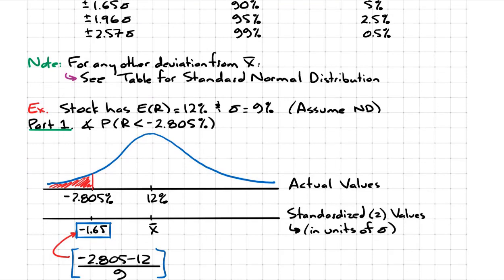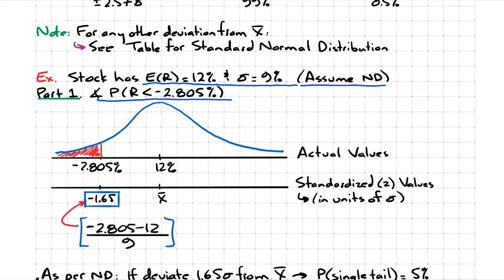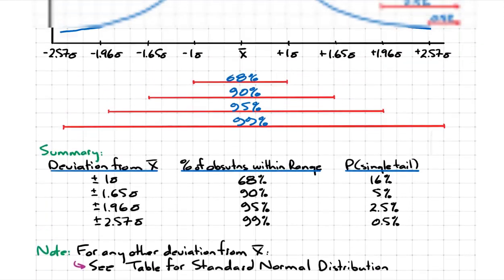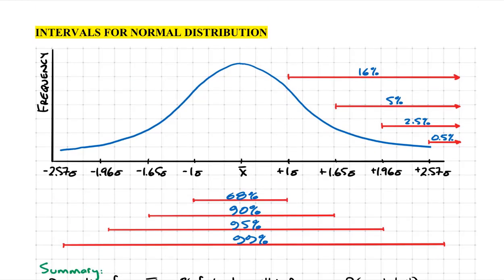Suppose that the stock has an expected return of 12% and a standard deviation of 9%. And let's assume that the stock returns are normally distributed. In part 1, we're asked to calculate the probability that the return on the stock will fall below minus 2.805. Now the thing is, for us to determine these probabilities, we have to identify how far we are from the mean in units of standard deviation.